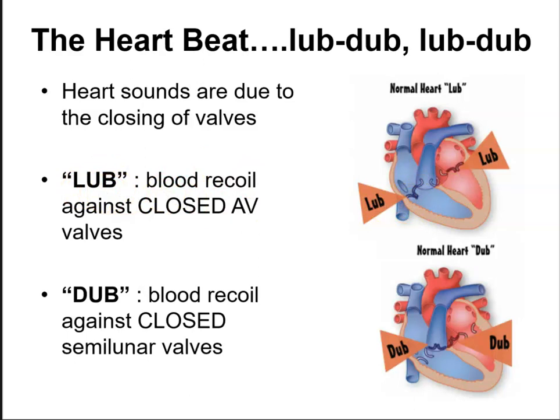The second, dub, basically is the sound when blood recoil pushes up against the closed semilunar valves, the valves between the ventricles and the blood vessels, the pulmonary valve on the right and the aorta on the left. So that second sound is the closure of those semilunar valves.